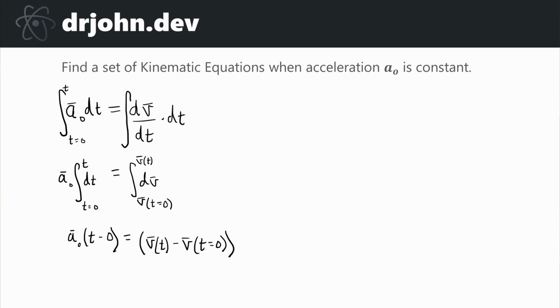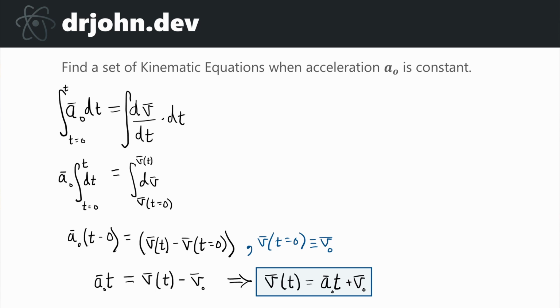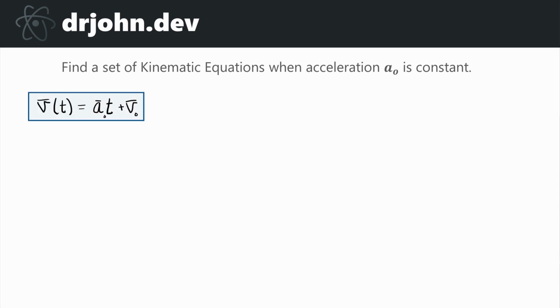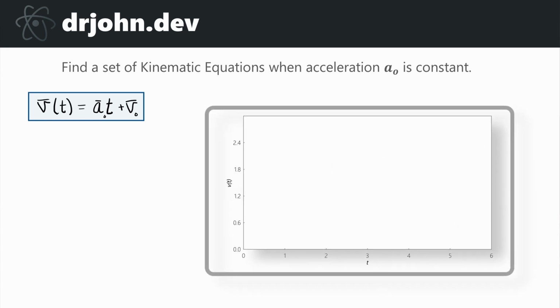Now, instead of writing v at t equals 0, the most common convention in physics is to define this quantity as v naught. This is often referred to as the initial velocity, and if the object is starting at rest, this will be equal to 0. So after making this substitution and simplifying the algebra, this can be solved for v of t to find the first kinematic equation, which is v of t is equal to acceleration times t plus v naught. Notice, this is a linear equation, and if velocity were plotted versus time, v of t would simply be a straight line having a slope of a.